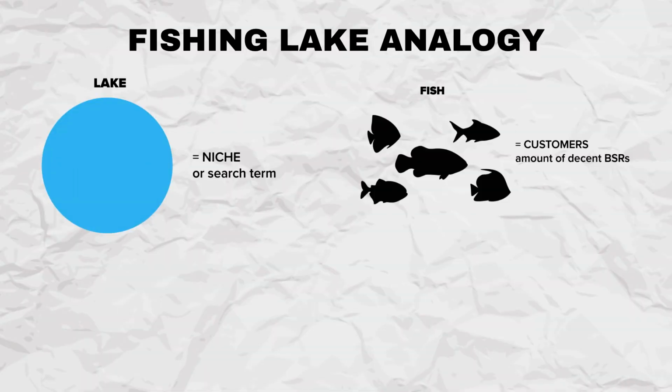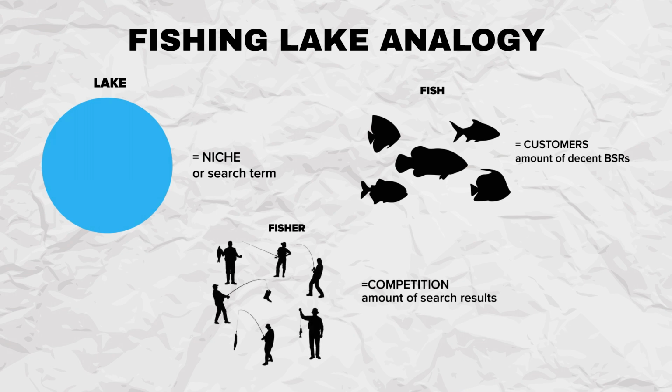And then the third component that we're going to focus on is the fisher. This symbolizes the competition in this niche or the amount of search results. Because if there's lots of search results, there's lots of fishers already at this lake that are trying to catch the fish. And to further explain the fishing lake analogy, I've created 4 examples of very common niches that you're going to see during your research process.